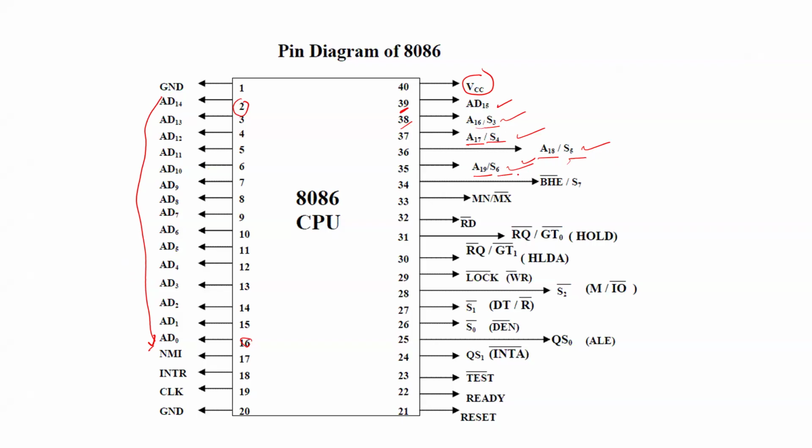So A16 is multiplexed with status signal S3. A17 is multiplexed with segment identifier signal S4. A18 is multiplexed with interrupt status S5. A19 is multiplexed with status signal S6. Okay, so these are the status signals. What type of status they provide, I will discuss later. Don't worry.